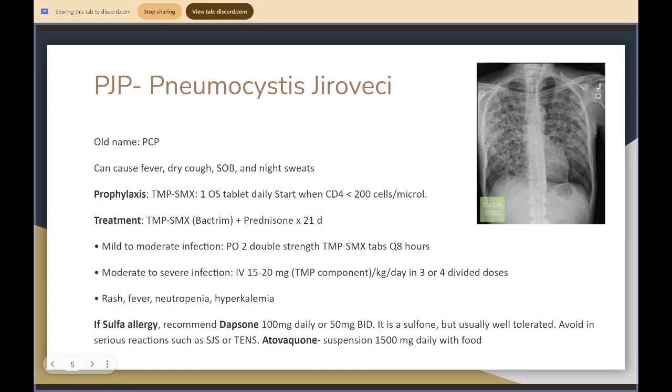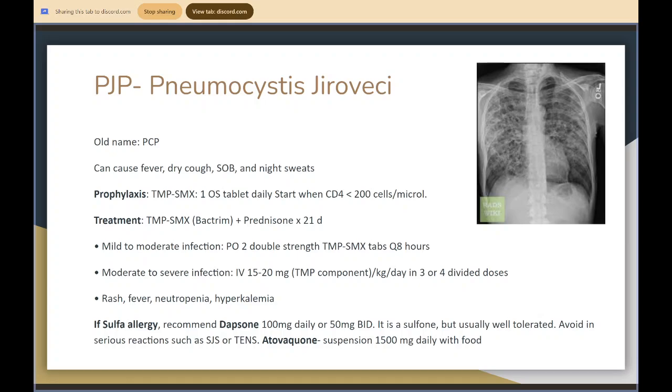All right, let's talk a little bit about PJP. The old name we talked about is PCP. On the right side, you'll see a chest x-ray with quite a few patchy infiltrates. Prophylaxis is going to be Bactrim, one double-strength tablet daily, and we start when CD4 is below 200.